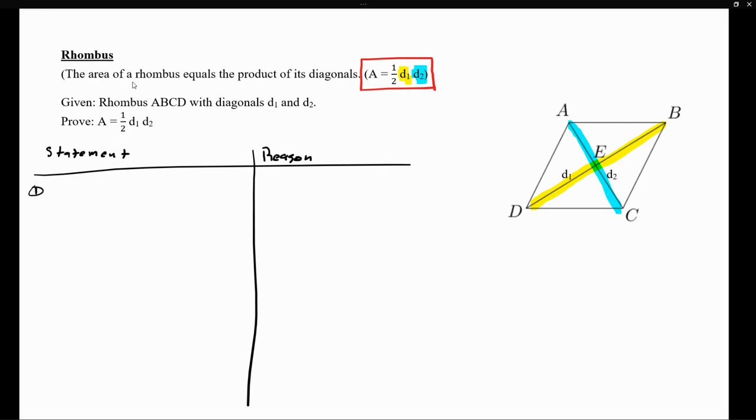Let's start by writing down the given. What we know is that we have a figure ABCD, which is a rhombus with diagonals D1 and D2. So this is all we know. So we have a rhombus whose diagonals are D1 and D2.